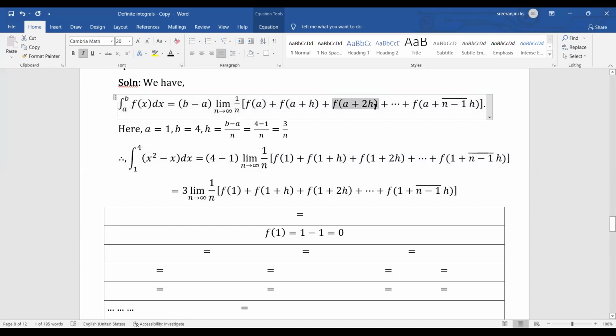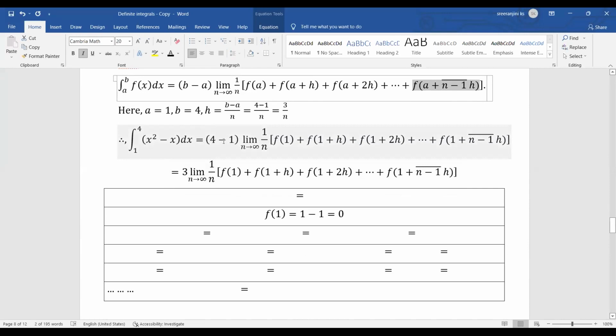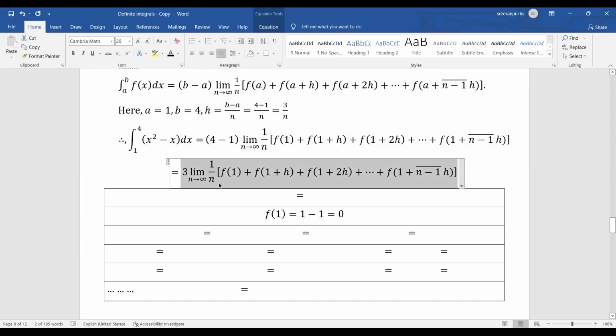Now f of a plus 2h, a is equal to 1, so it will be f of 1 plus 2h. Similarly, the last term, f of a plus (n minus 1)h, a is equal to 1, so it will be f of 1 plus (n minus 1)h. So what will be the formula here? 4 minus 1, that is 3, into limit n tends to infinity, 1 by n, f of 1 plus h, f of 1 plus 2h, plus etcetera, plus f of 1 plus (n minus 1)h.